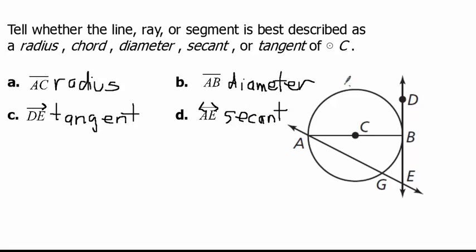Whenever we are referring to a circle, we often will refer to it with a little mini circle symbol and the letter for the center, because the center is the most important part of the circle. So this is circle C, and all of these things are related to circle C.